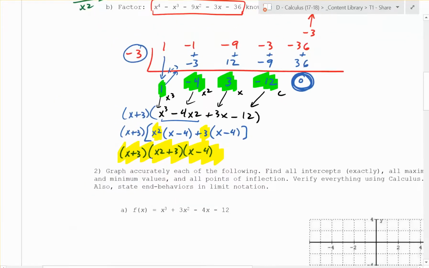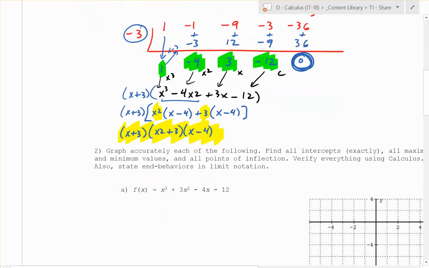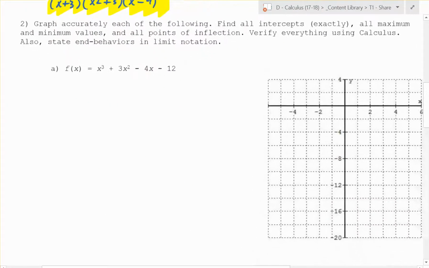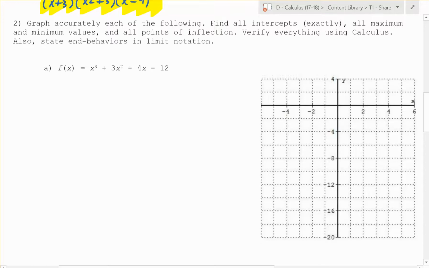So those are two methods that you need to remember: polynomial long division and synthetic division. We will practice it extensively in class. So now we're going to answer this question right here. It says graph accurately each of the following. So we're going to graph this function, find intercepts, maximums, minimums, and points of inflection. Do this piece by piece. Intercepts, find all intercepts. Let's do that first.